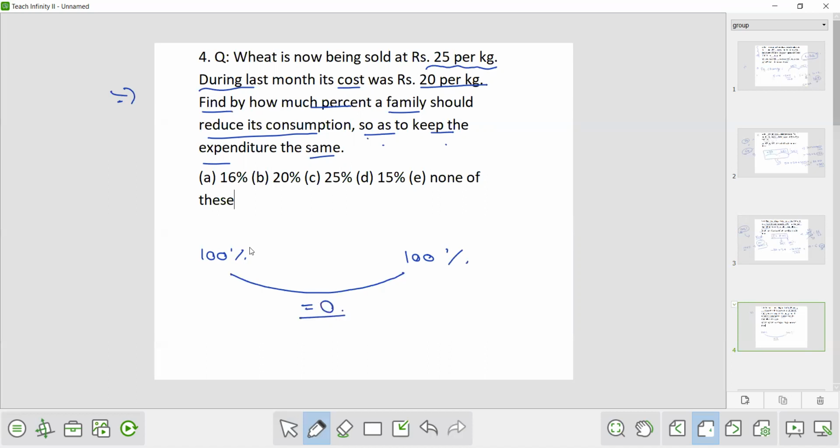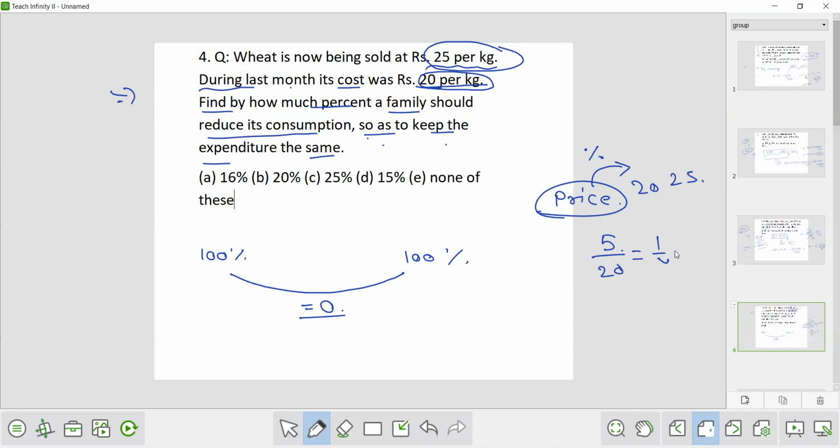Okay. Now wheat is now being sold at rupees 25 per kg. During last month, its cost was 20 per kg. So the price increased from 20 to 25. So how much percentage increase in price? There is an increment of 5 upon 20, that is 1 by 4, that is 25%. Now the price has increased by 25%, so we must reduce the consumption so as to keep the expenditure the same.